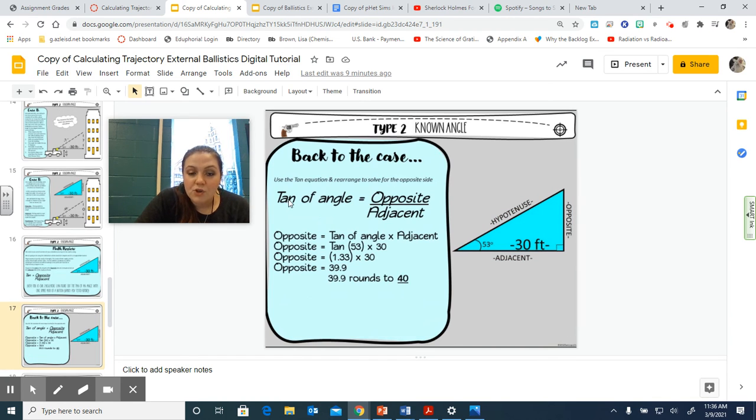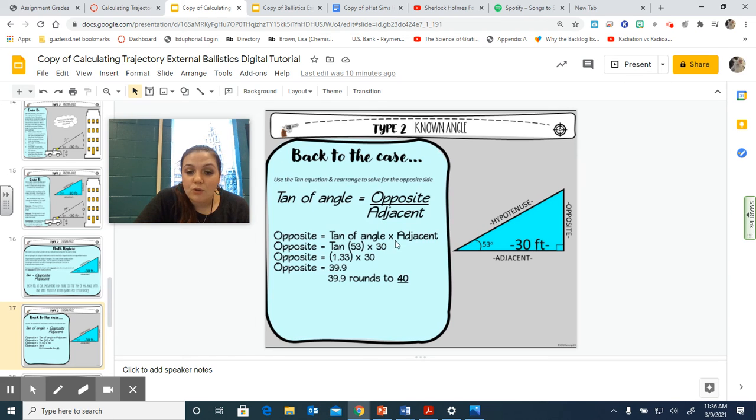Back to the case. We know the angle is 53 degrees, and we're trying to figure out what opposite is. I know adjacent is 30 feet from the building. I don't know how tall or what floor the shooter was on. I don't know opposite. That's what I'm looking for.